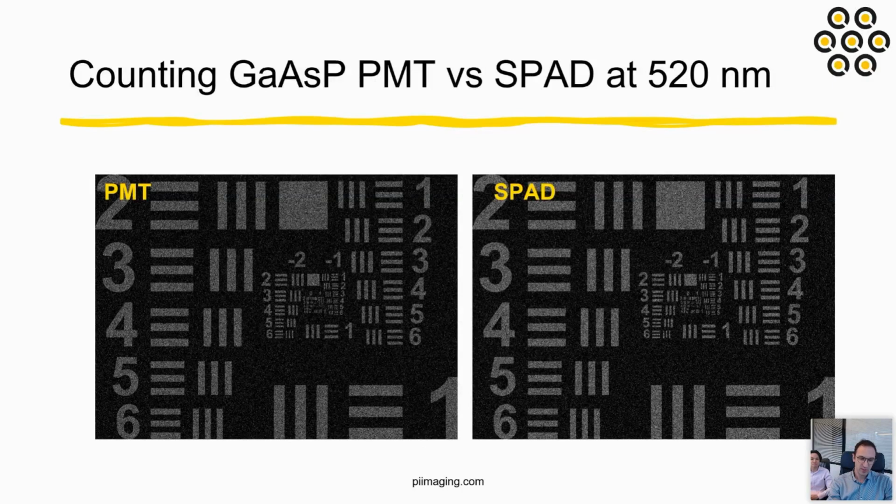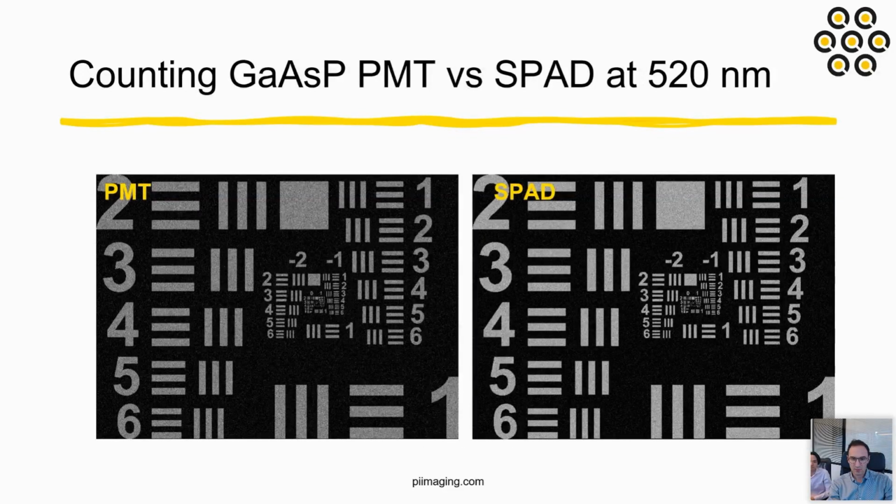The main difference between an analog GaAs PMT and a counting GaAs PMT is that we are taking away the excess noise, but because of that, we are reducing tremendously the dynamic range, and we're also introducing after pulsing. So the situation improves a bit, but SPADs are still winning in this case due to their increased sensitivity.